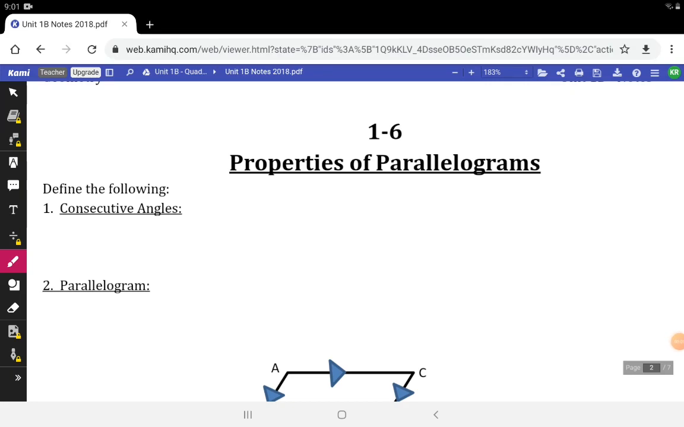All right, welcome back. These are the notes for 1-6. So we're going to talk about properties of parallelograms. We need to quickly define a couple of things. The first are consecutive angles.